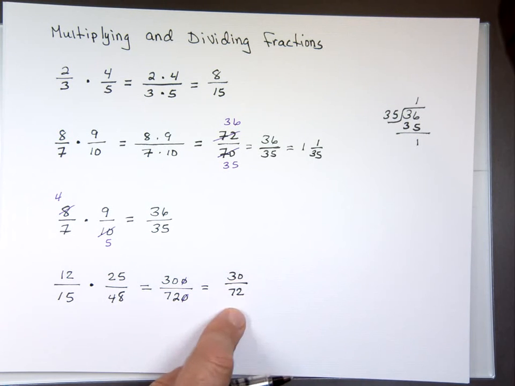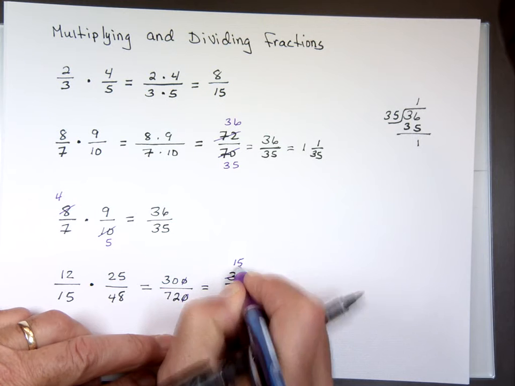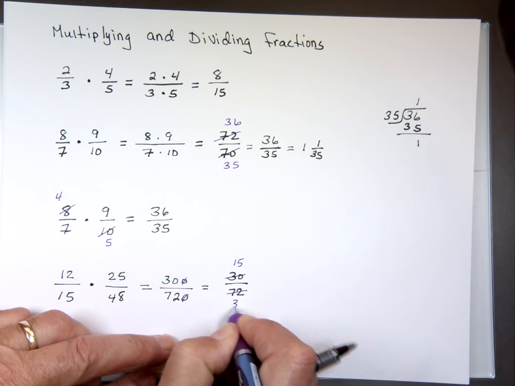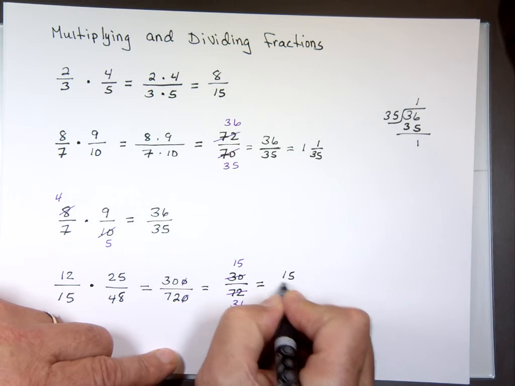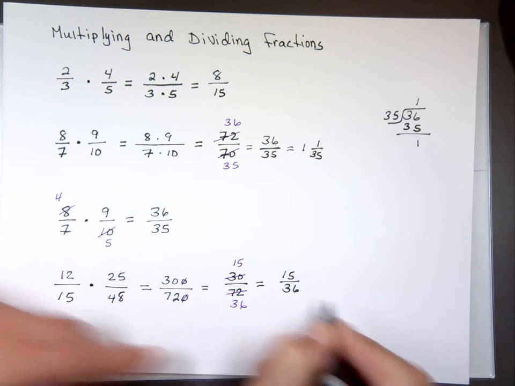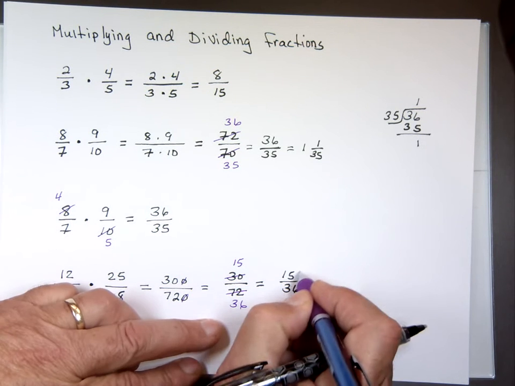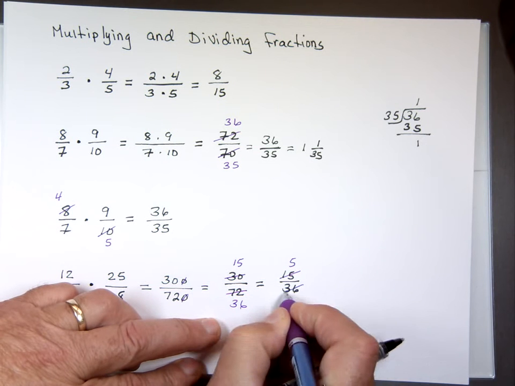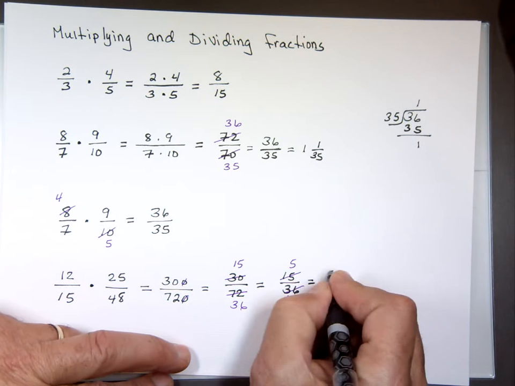Both of these numbers I can divide them by 2. If I divide by 2, I will have what? 15 over what? 36. So far my answer is what? 15 over 36. Am I done simplifying? Yes. How about dividing by 3? Right? By 3, this is what? 5, and this will be what? 12. So my final answer is 5 over 12.